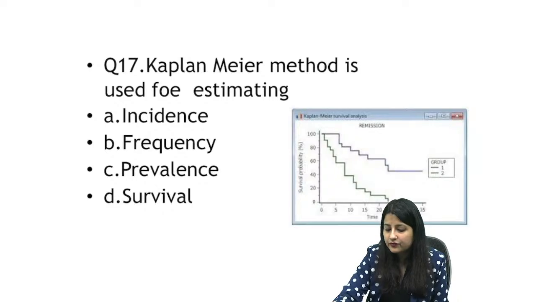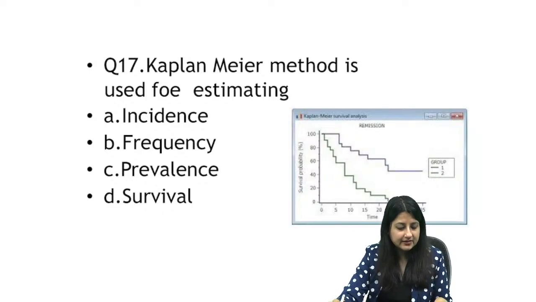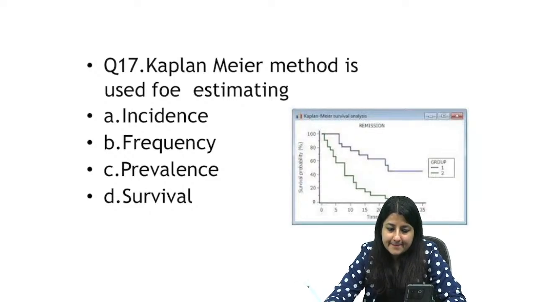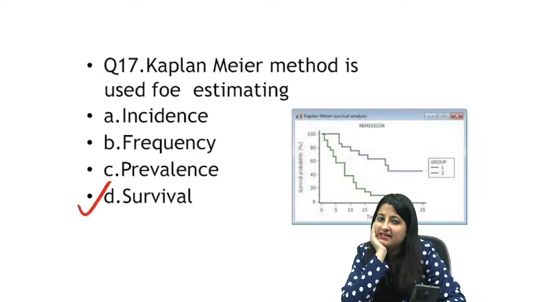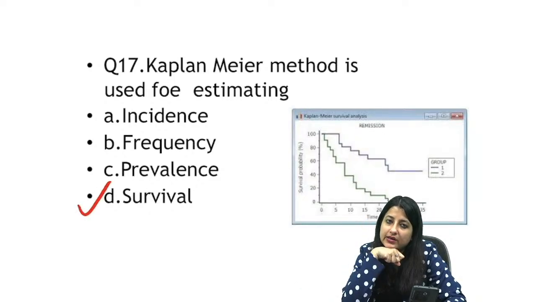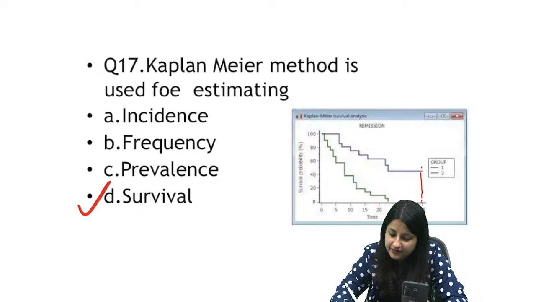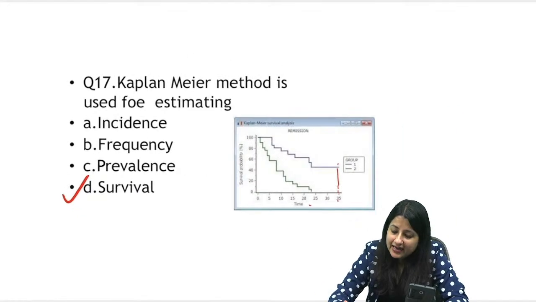Kaplan-Meier method is used for estimating what? Incidence, frequency, prevalence, survival. What is the answer to this? Kaplan-Meier is used for estimating. Very good. Survival analysis. After applying a screening test, how many years is a person going to survive? And if he had not applied, like over here, blue color line, surviving till 35 years. Here, surviving if he didn't apply, only till 20 years. Clear? So that's it for today, guys.